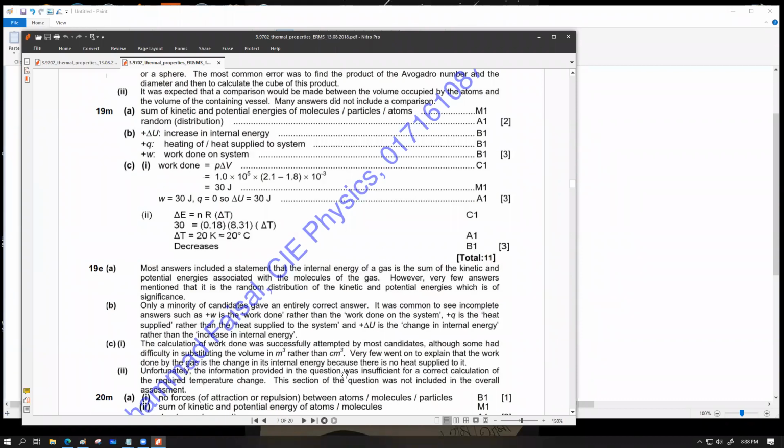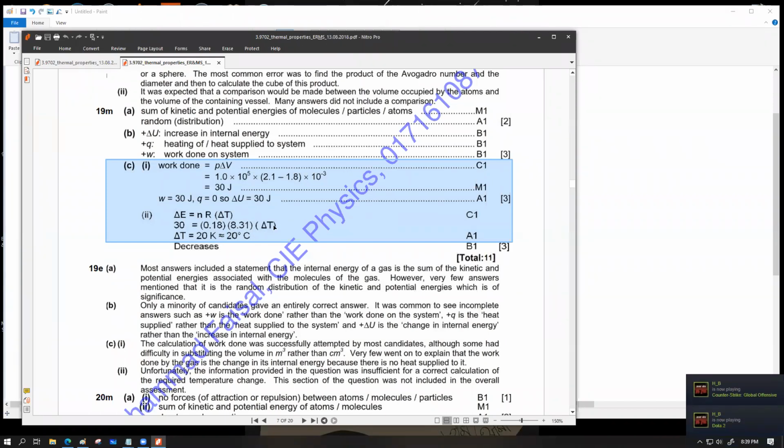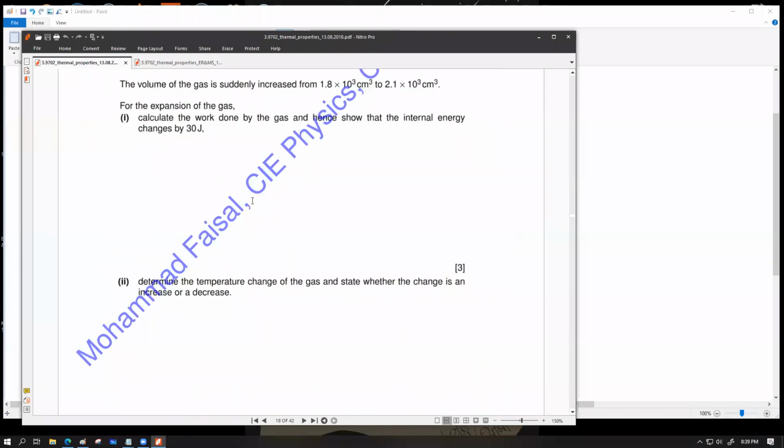ও অর্ণব, তুমি কি এই কোশ্চেনের কথা বলছিলে আমাকে ওই দিন? হ্যাঁ। ও আচ্ছা, হ্যাঁ, দিস কোশ্চেন হ্যাড টু বি রিমুভড। আচ্ছা, ভেরি গুড। এই যে এখানে লেখো ডেল্টা E equals nR delta T। সো ডেল্টা E হচ্ছে 30 জুল, হুইচ ইজ গুড। n হচ্ছে 0.18, R হচ্ছে এটা, ডেল্টা T হচ্ছে টেম্পারেচার। বাট এটা তো করতে পারার কথা, এখানে তো মোল নাম্বার দেওয়া নাই। গ্যাসের মোল নাম্বার দেওয়া আছে এখানে কোথাও?